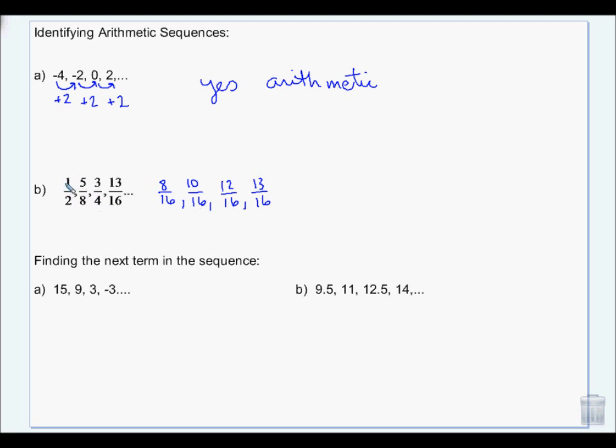So here I multiplied the top and the bottom by 8. Here I multiplied the top and the bottom by 2. Here I multiplied by 4, top and bottom. Now to go from 8/16 to 10/16, I'm going to add 2/16, right? Because to go from 8 to 10, I add 2. To go from 10 to 12, I'm also going to add 2. But to go from 12 to 13, it's only 1. So no, this one is not arithmetic because these don't all match.